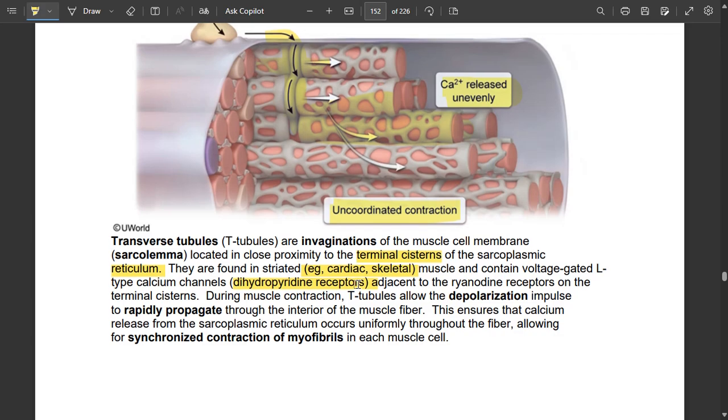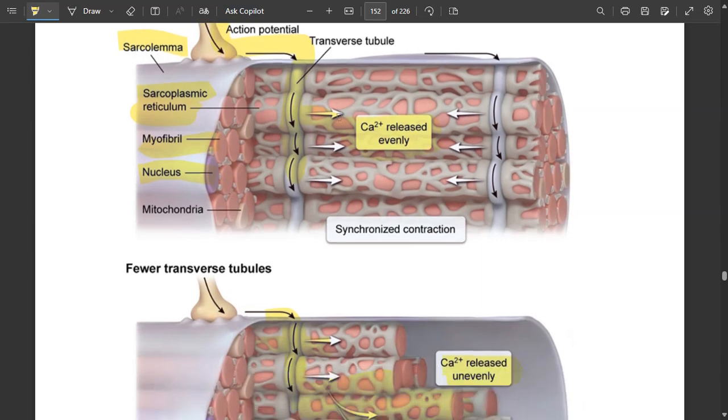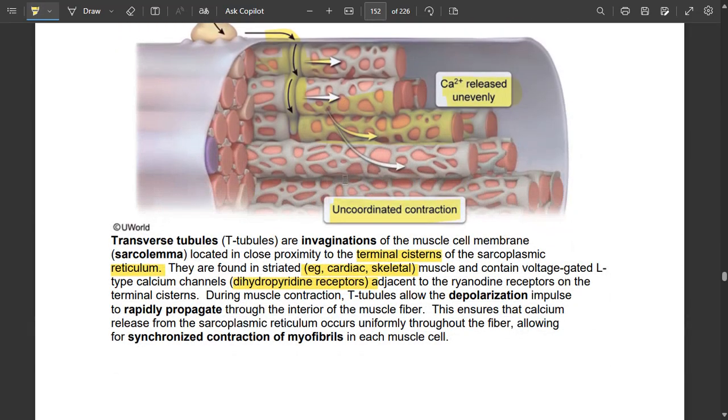So where is the terminal cistern? At the terminal cistern, the ryanodine receptors are present, while in the T tubule's voltage-gated channel, the dihydropyridine receptors are present, adjacent to the ryanodine receptors on the terminal cistern. So terminal cisterns have ryanodine receptors, while striated muscles contain calcium channels of the dihydropyridine receptor type.